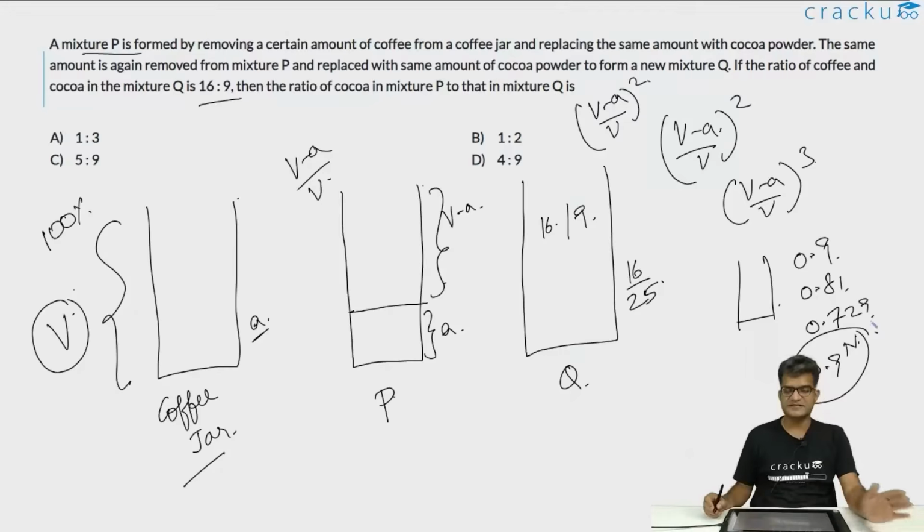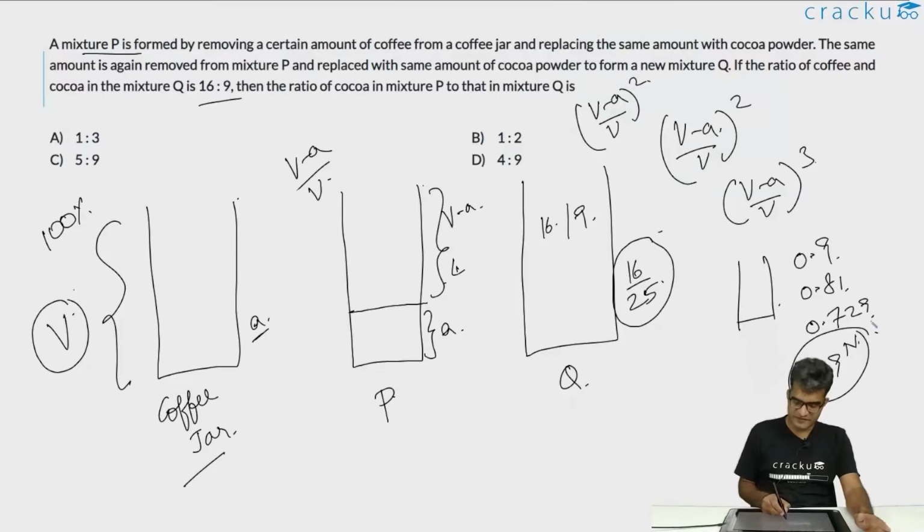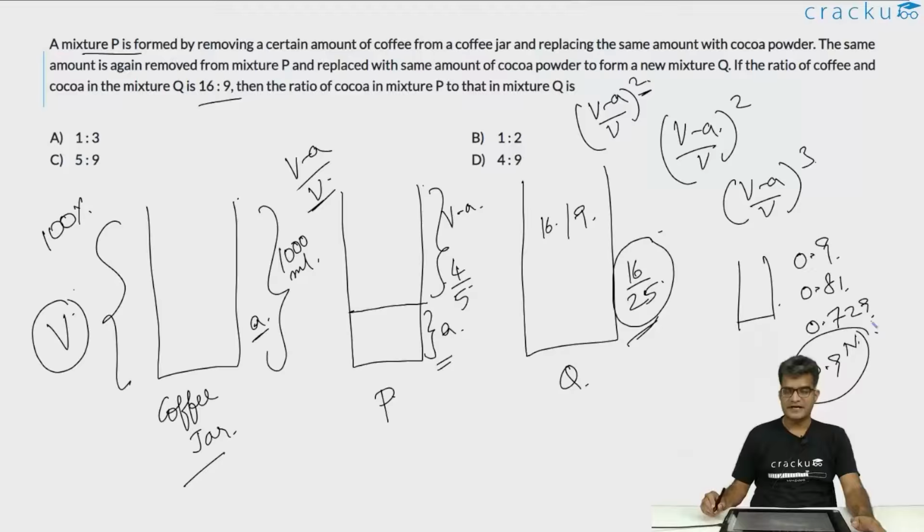So the ratio of coffee to cocoa is 16:9, or the fraction of coffee is 16 divided by 25, which is 16 plus 9. This is the fraction of coffee in mixture Q. This would imply that the fraction of coffee in mixture P will be 4 by 5, which is basically the square root of 16 by 25. See how this actually works. If you assume that the initial volume of the coffee jar is say 1000 ml, the amount of coffee in mixture P will be 800, the amount of cocoa will be 200. Similarly, in mixture Q, the amount of coffee will be 640 and the amount of cocoa will be 360.